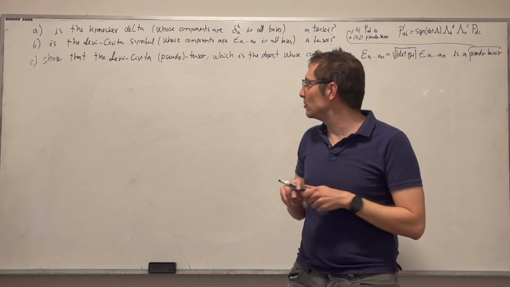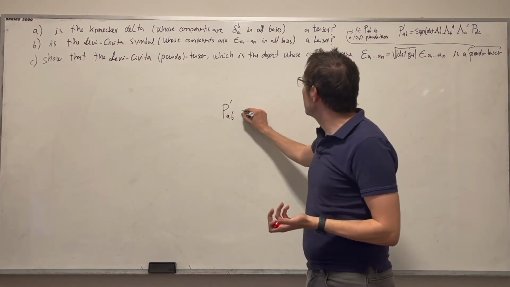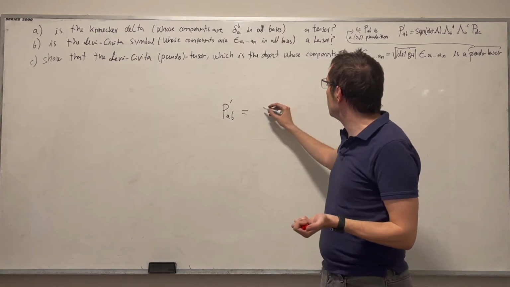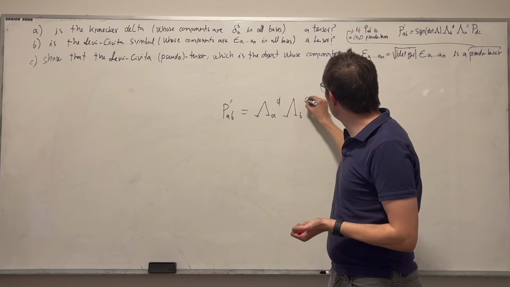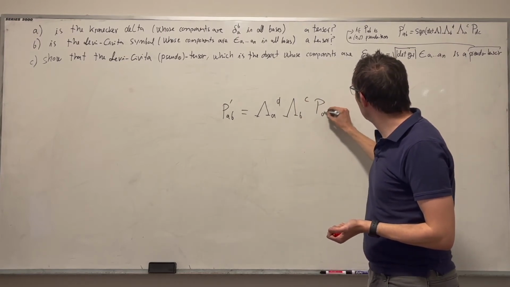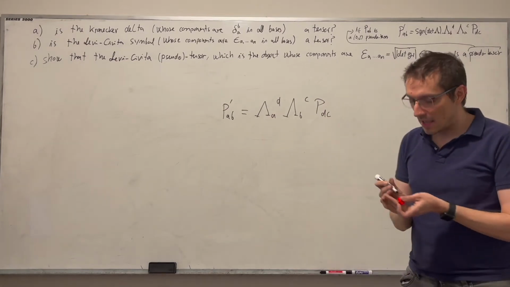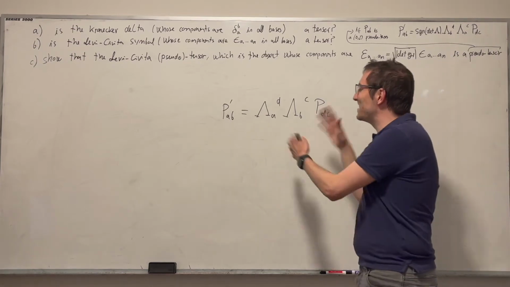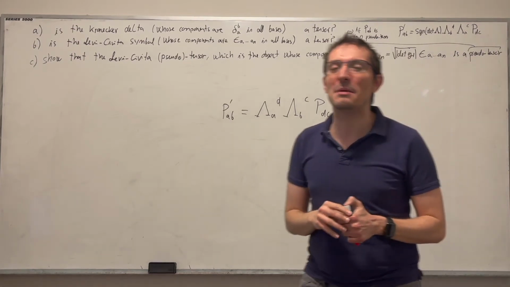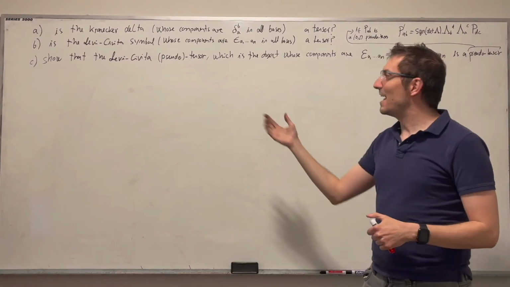Remember, for an object P_AB to be a tensor, I need that under changes of bases, P prime AB would be equal to lambda_AD lambda_BC P_DC, right? They need to change with one lambda per covariant index. And if the components don't change at all in any change of basis, the suspicion is that maybe they're not tensors. So let's check. All right, let's erase this. And let's deal with the delta first.